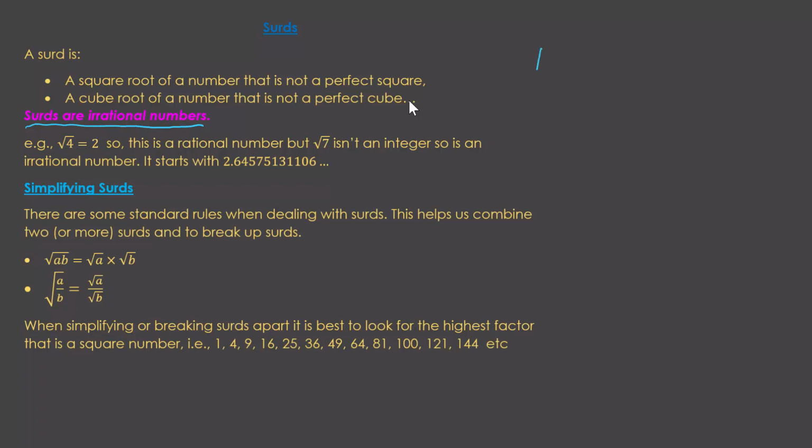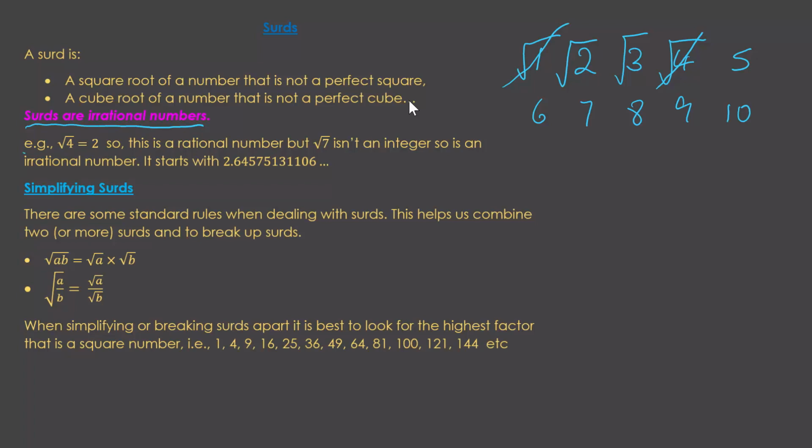If you think about 1, 2, 3, 4, 5, 6, 7, 8, 9, 10. Root 1 is not a surd because root 1 is 1. Root 2 is a surd because 2 is not a square. Root 3 is a surd. Root 4 isn't because the square root of 4 is 2. And so on.